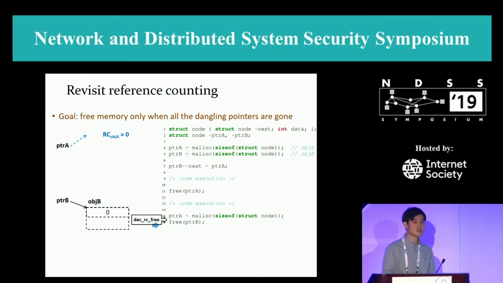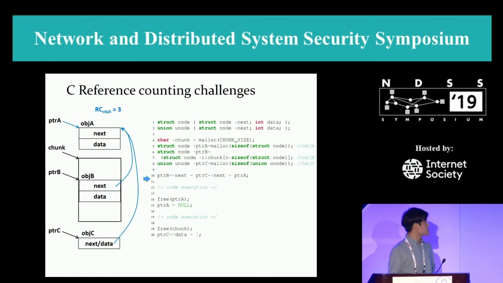So far, it seems very trivial to apply this kind of reference counting to mitigate use after free. But of course, as always, we have challenges when we want to apply this reference counting to legacy C programs. And this slightly more complex example shows the challenges for applying reference counting to legacy programs.